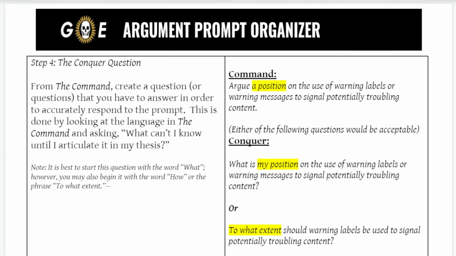And notice if I were to answer either of those questions, it would delineate my position clearly about the use of warning labels. Turning the command element of the prompt into a question makes thesis generation significantly easier, because you can know if you are not clearly answering this question in your sentence, and if you're not setting yourself up for success. But if you do answer that question clearly, you know you've nailed it. Filling in this step on my organizer would look like this.